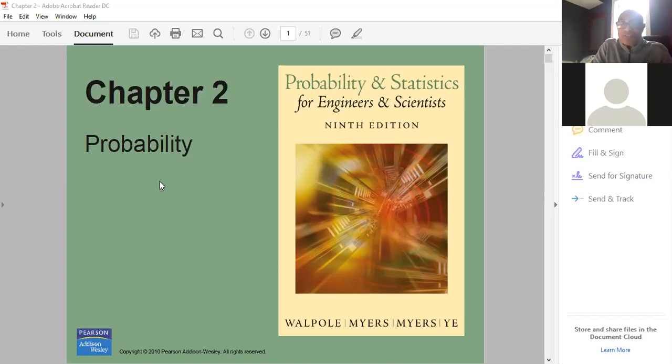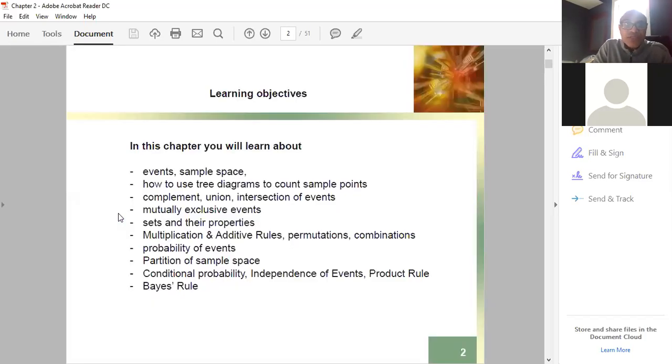Let me give you a brief idea about the chapter, chapter 2 of Probability and Statistics for Engineers, probability. First of all, we are going to see events, sample space, how to use diagrams to count the sample points, complement, union and intersections of events or sets, you can say, but in terms of statistics we would say events, sets and their properties, multiplication and additive rules, permutations and combinations, very, very, very important, and probability of events, partition of sample space that is highly useful, conditional probability and independent events too. And finally, we are going to see the Bayes rule.